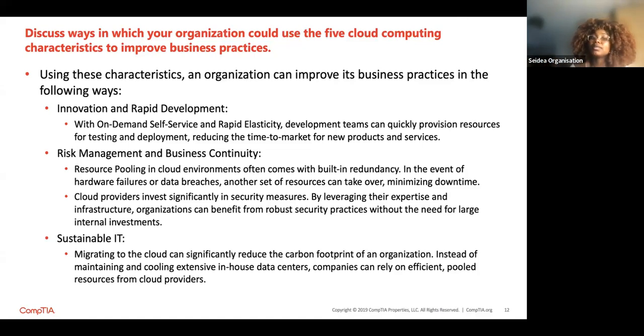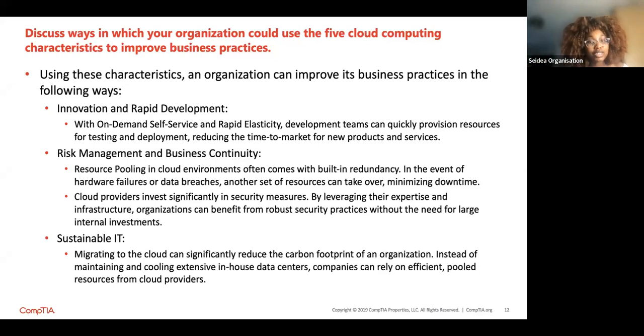Now, when we're looking at risk management and business continuity, resource pooling is what you're going to be looking at. That's because cloud environments are often built with redundancy. So this means that in the event of a hardware failure or data breach, you have another resource that can take over, minimizing your downtime. If you guys remember what we talked about last week with our RPO and RTO, it comes into play here. And finally, under risk management and business continuity, cloud providers invest significantly in security measures.